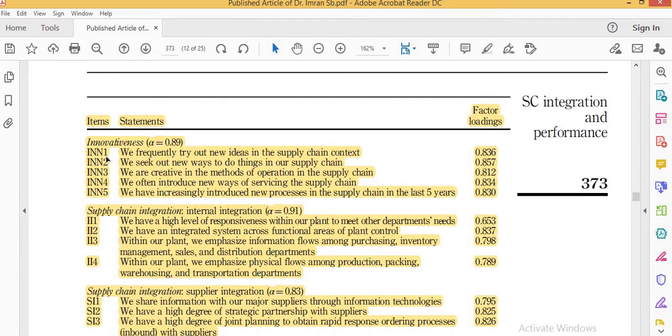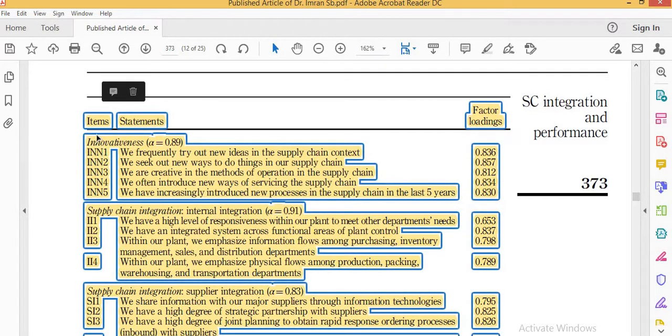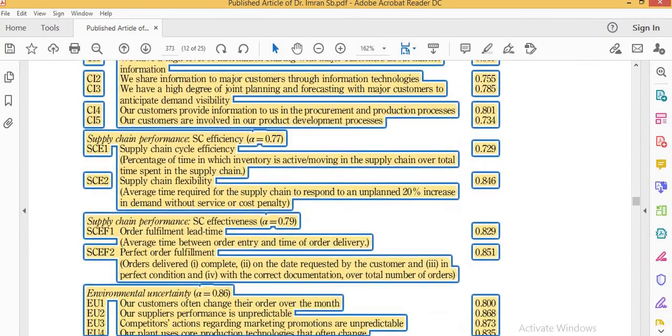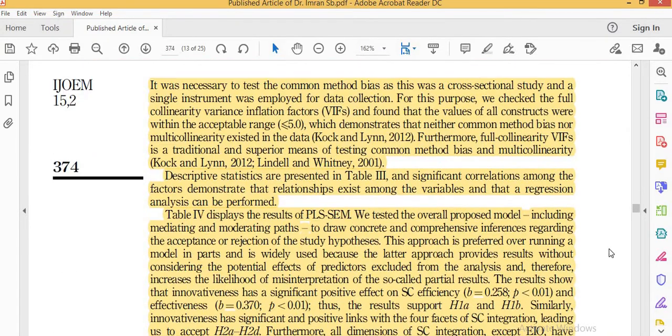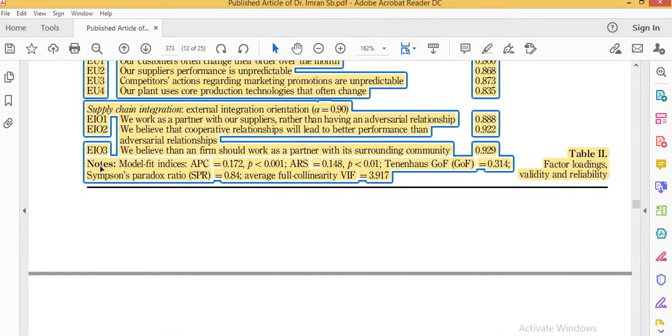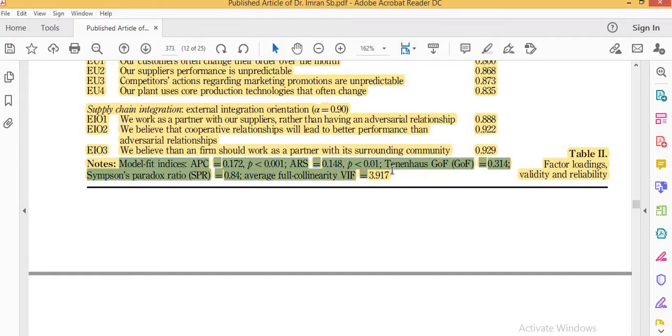This is the table for the instrument. These are the variables. This is the value of Cronbach alpha. This is the coding for the items, and these are the items, and these are the values for the factor loading. Similarly, going forward, at the end of the factor loading table, the authors also present the values for the model fitness. These are the values for the model fitness.